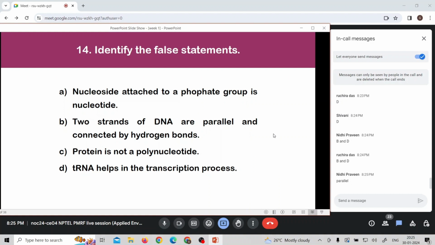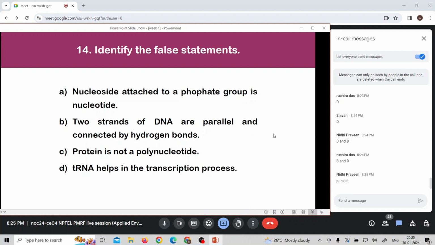So here the first one talks about nucleic acids attachment. We'll be seeing in the pictures how a nucleoside attached to a phosphate group is called a nucleotide, what a nucleoside is, and why the statement is true. Here, as Nidhi Praveen has mentioned, the wrong word in this is parallel.